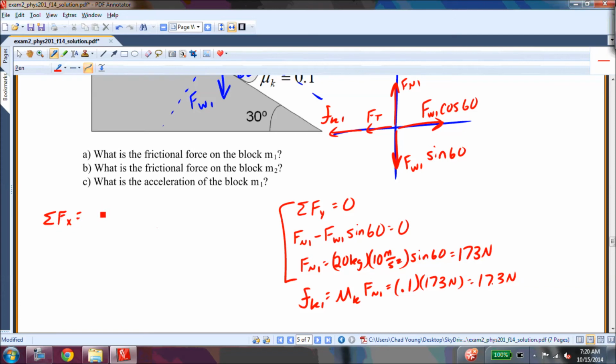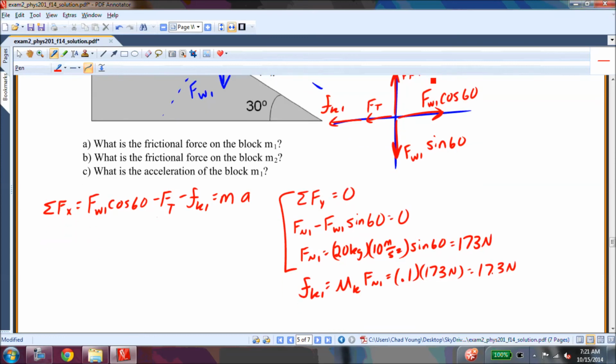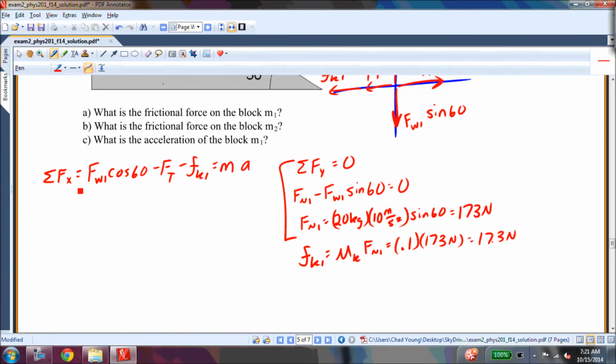So that's my Fk1. Now I can look at my sum of the forces in the x direction. I have Fw1 cosine 60 minus Ft minus Fk1. That's equal to m times a. Now notice here that my acceleration is in this direction, and that's in the positive x direction. So whereas in the first, or the topmost block, it had a negative acceleration, and I included that negative, this has a positive acceleration.